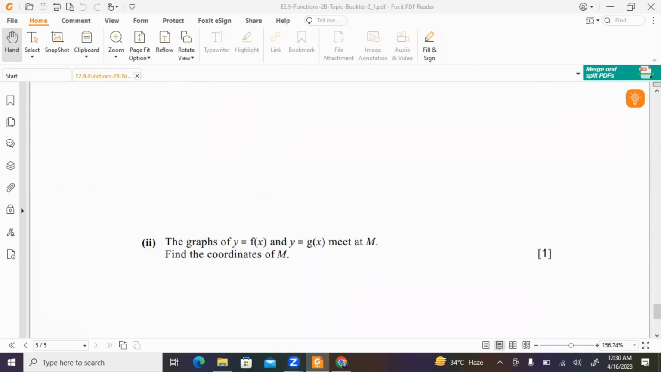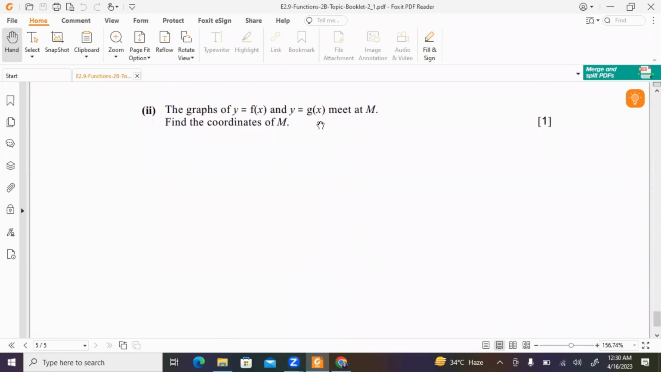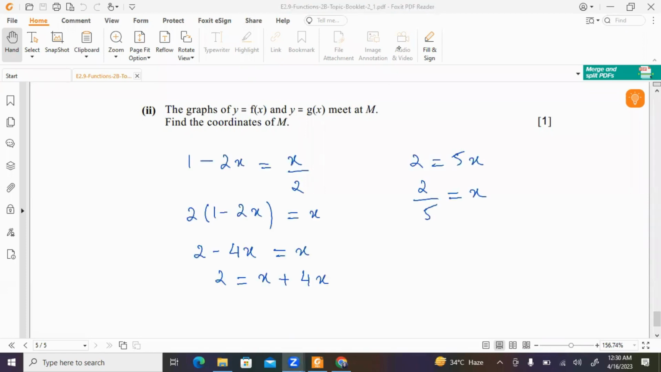Then it says the graphs of y equals to fx and y equals to g of x meet at M. Find the coordinates of them. So we've already found the x coordinate for this M, which is 2 over 5. So what I'm going to do is I'm going to use this 2 over 5 and substitute in either of the equations. I'm going to use both the equations to solve it, and then you can see you can pick either of the equations. There's no restriction that you have to pick one particular equation for this.